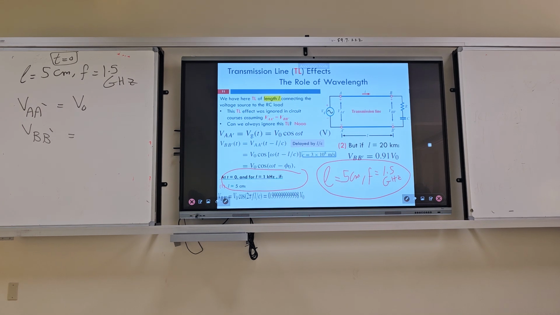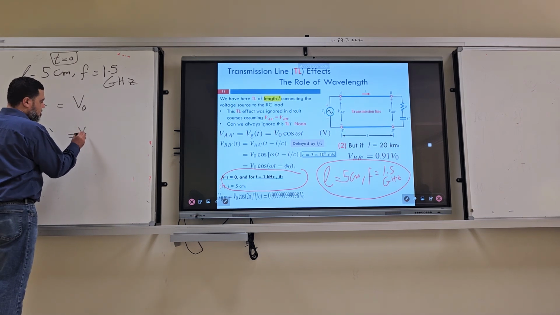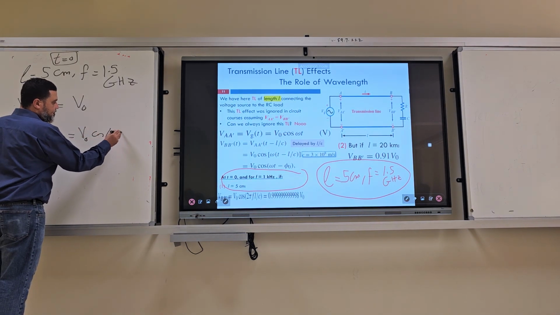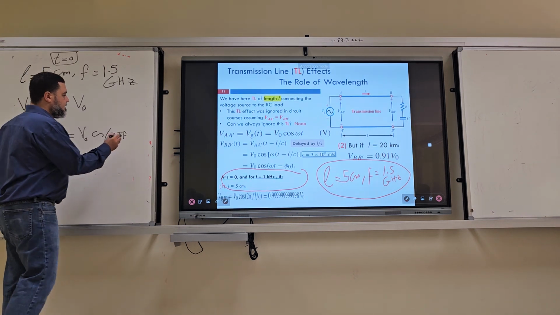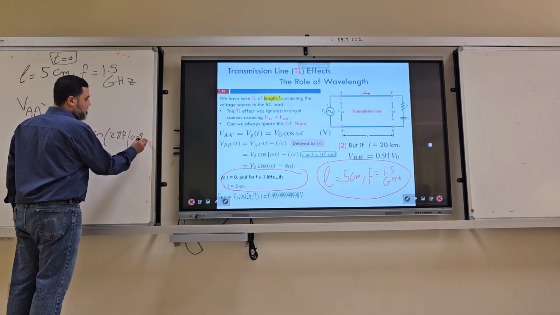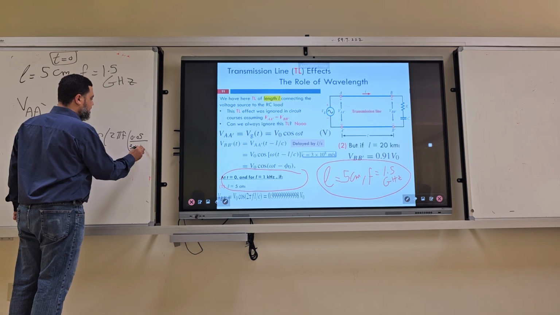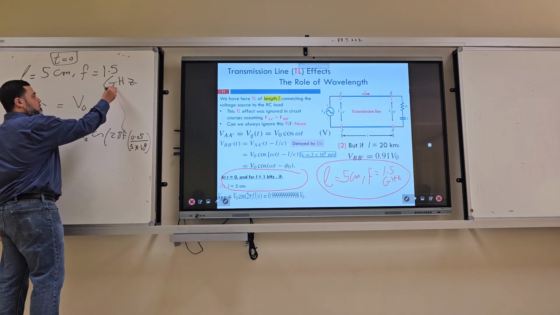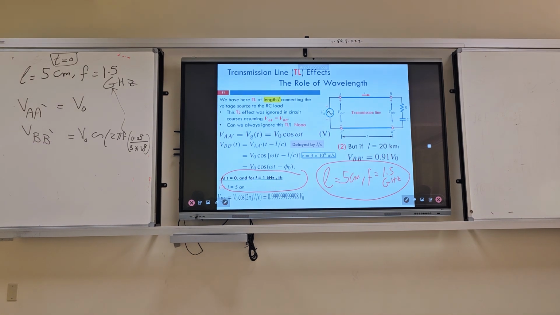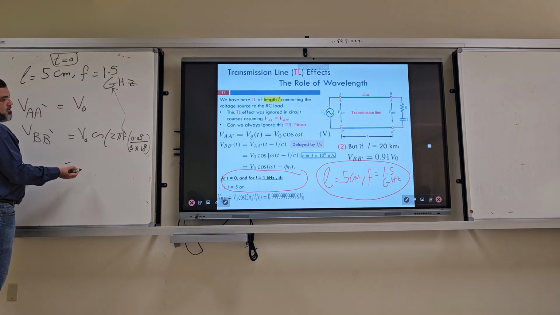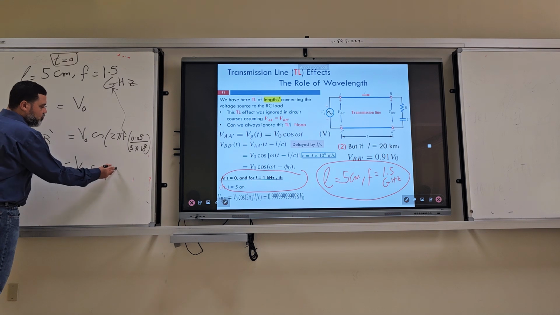What is VB? Okay, what is it? Why is it taking that long? So it's V0 cosine of what? 2 pi F, omega L over C. L is 5 centimeter, over C is 3 times 10 power 8, F is 1.5 gigahertz. So what is the answer? It's like V0 cosine of pi over 2.